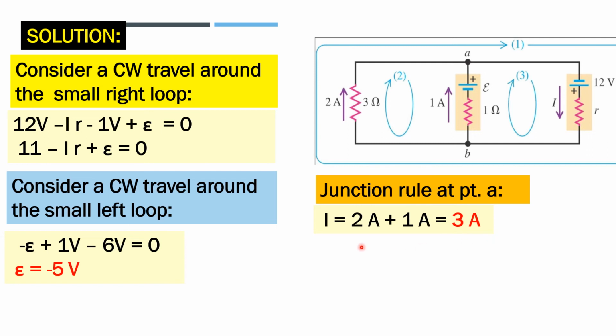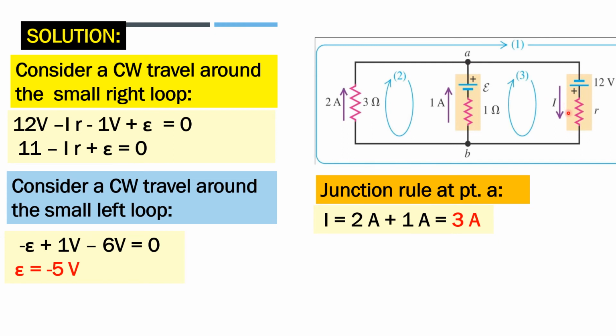In short, using our junction rule at point A, we're able to determine the value of the unknown current I, and this is equal to 3 amperes. So that's the value of the current that we are looking for, denoted by capital I.